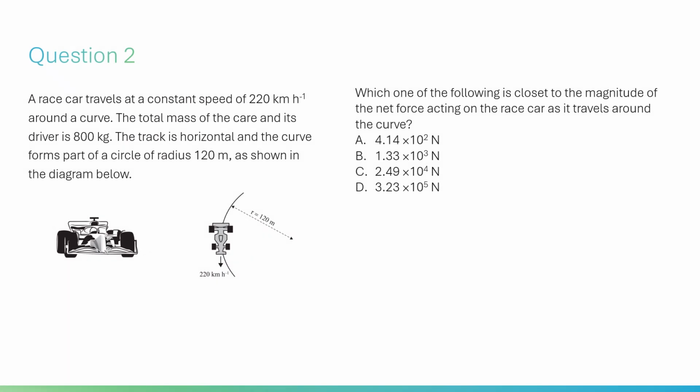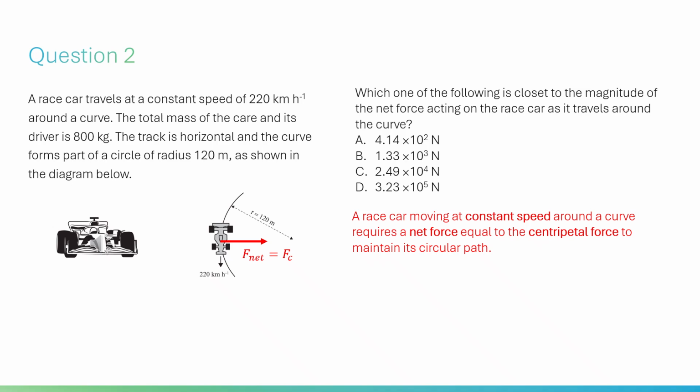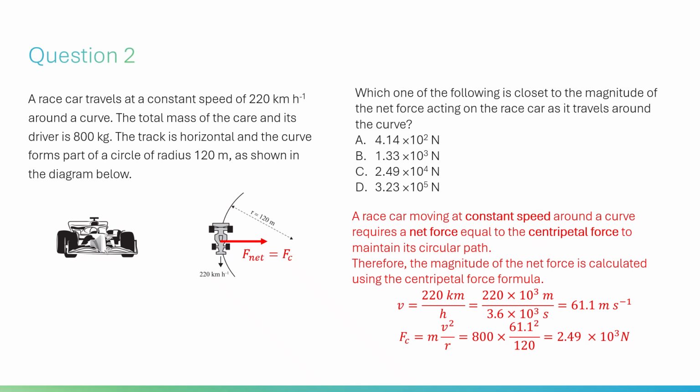A race car moving at constant speed around a curve requires a net force equal to the centripetal force to maintain its circular path. Therefore, the magnitude of the net force is calculated using the centripetal force formula.